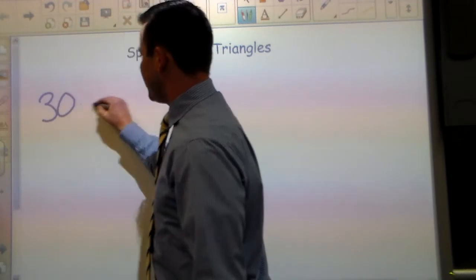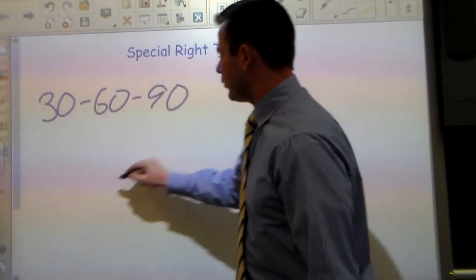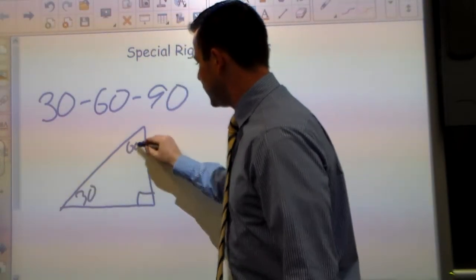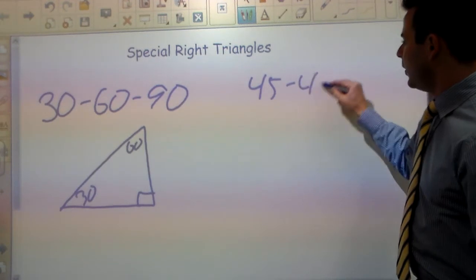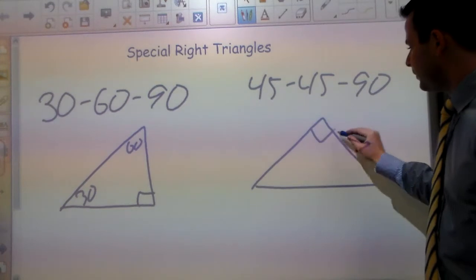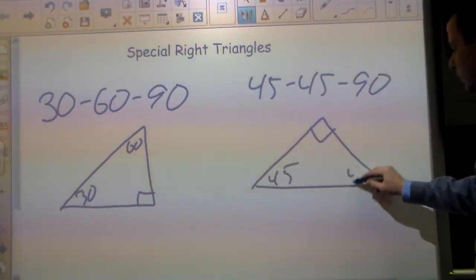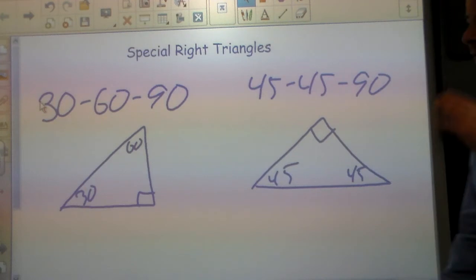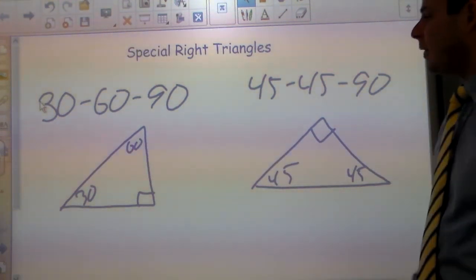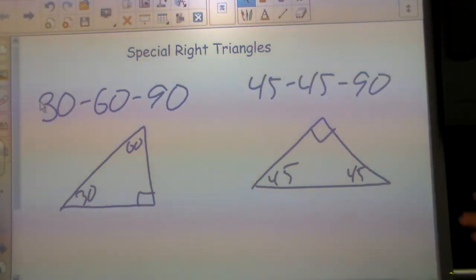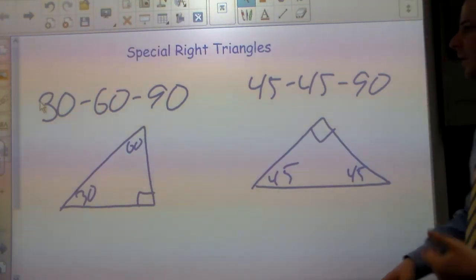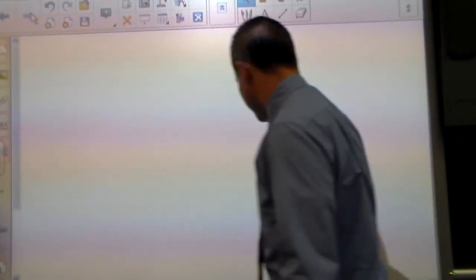Special right triangles can be a 30, 60, 90 right triangle, or it can be a 45, 45, 90 right triangle. So these are the two special right triangles, and we're going to try to develop how we can come up with the sine of 30, the sine of 60, the sine of 45, the cosine of 30, the cosine of 60, the cosine of 45, and then use sine and cosine values to determine tangent of 30, tangent of 60, and tangent of 45. So let's start with the 30, 60, 90.